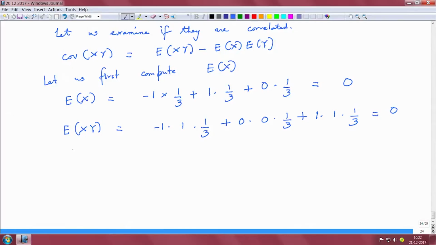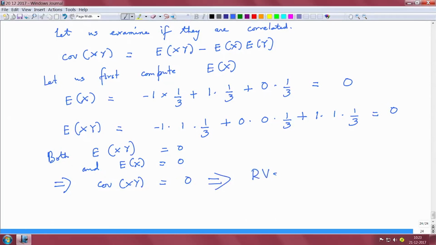So, both of these quantities, that is expectation of x y is 0 and E x happens to be 0. We do not have to evaluate E y because one of them is heading to 0. Therefore, covariance of x y equals 0. This implies the random variables x and y are uncorrelated. Now, they are uncorrelated.